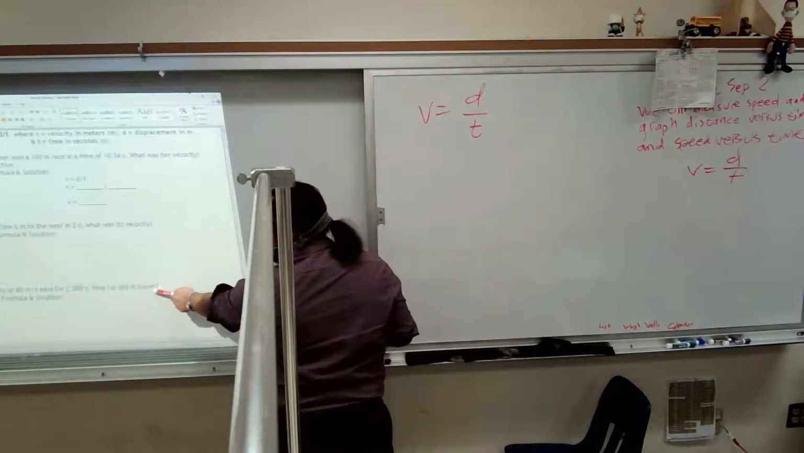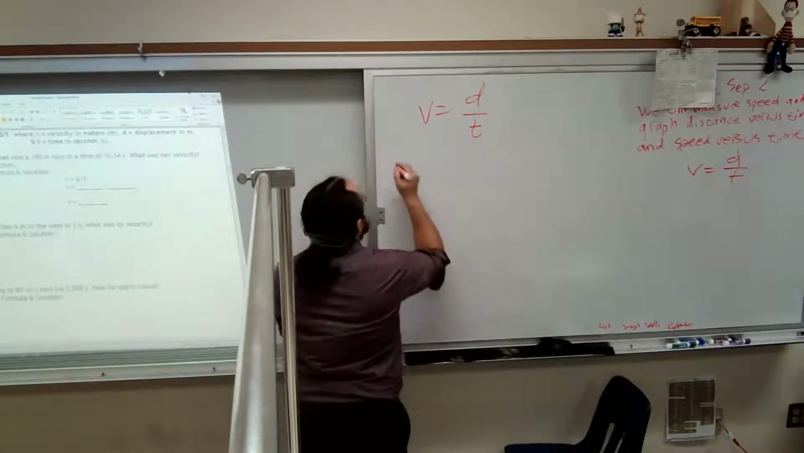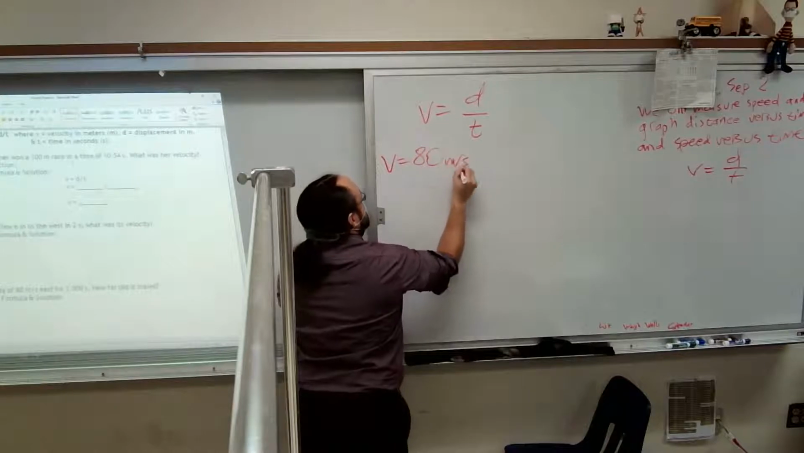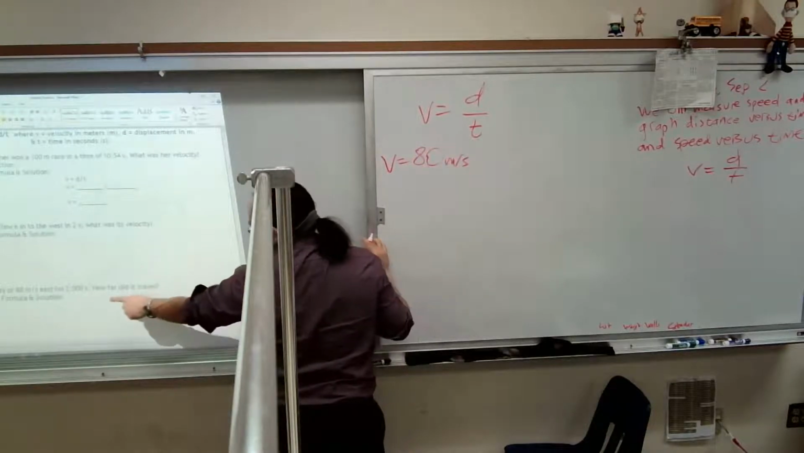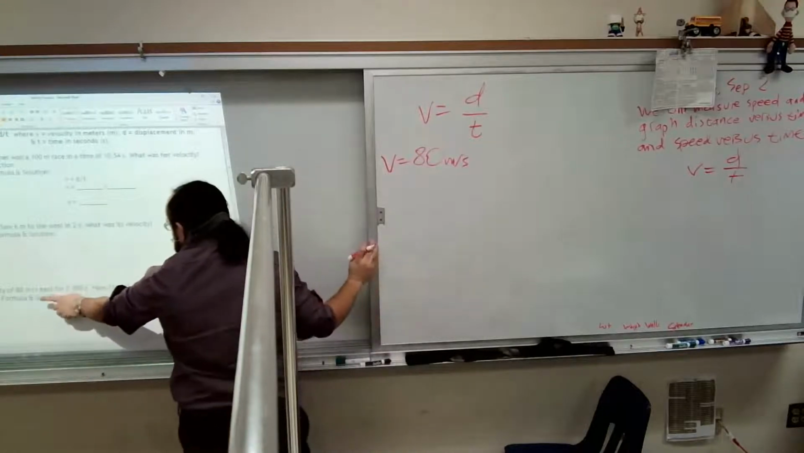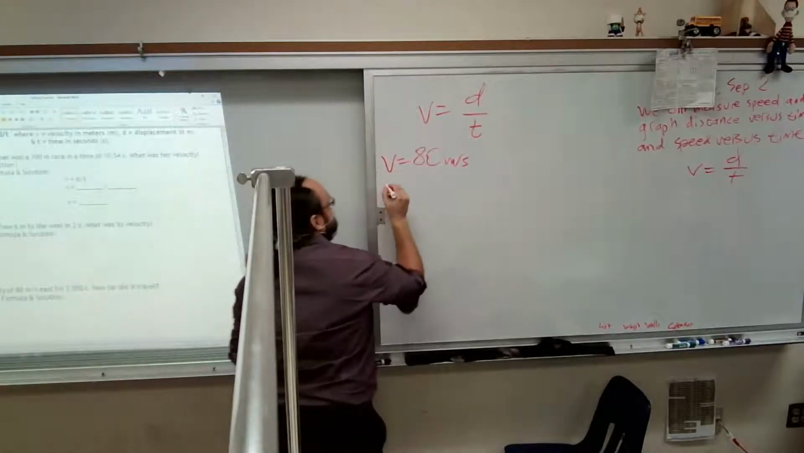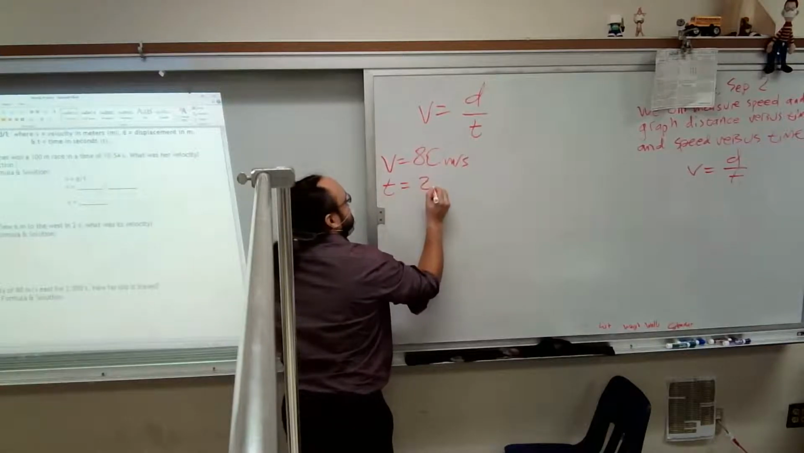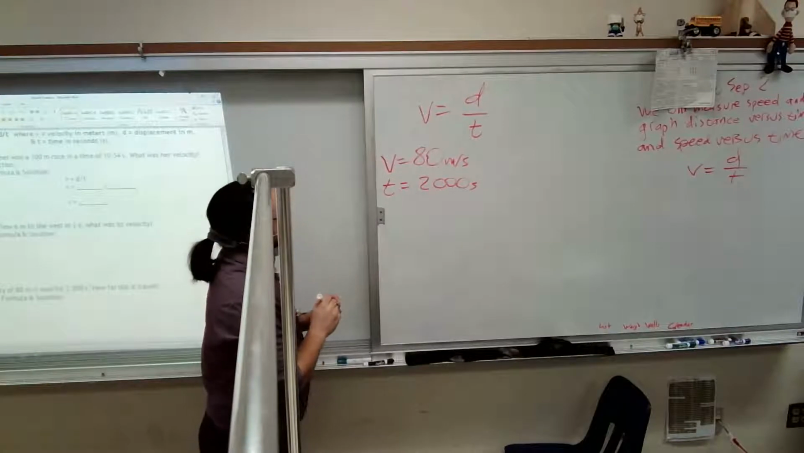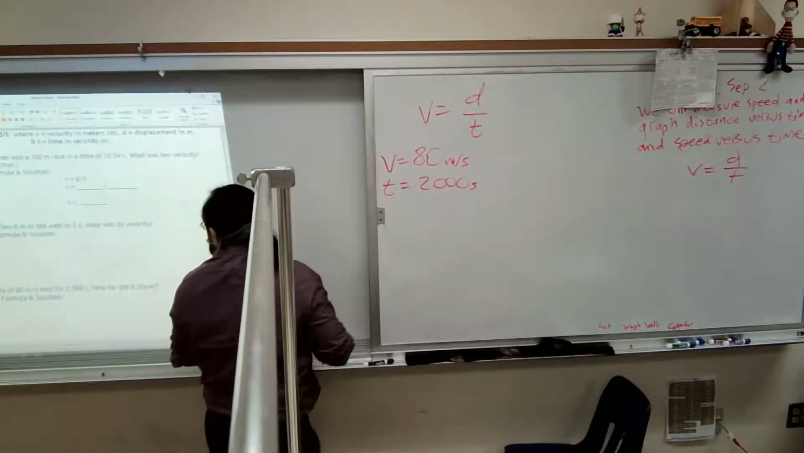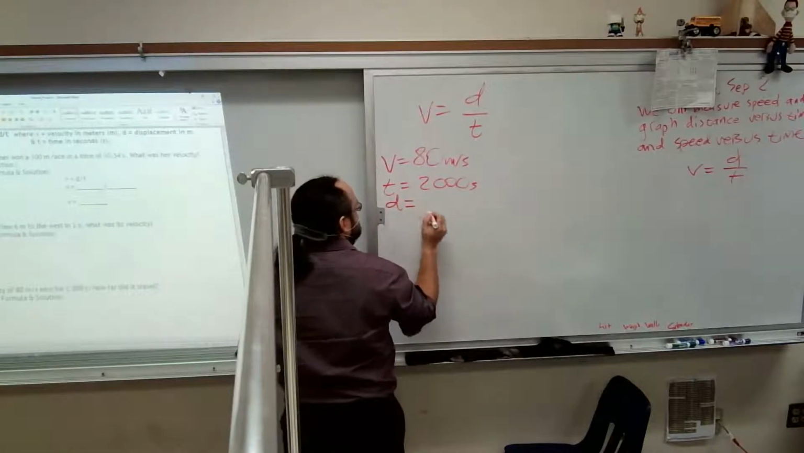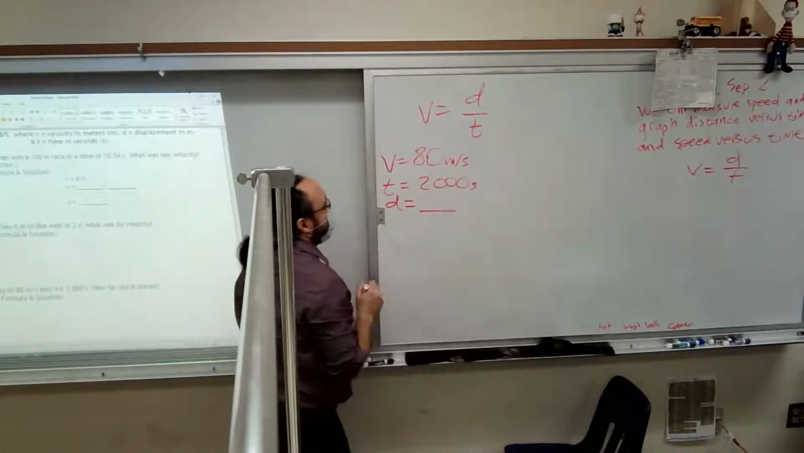So a train travels at a velocity of 80, v equals 80 meters per second. And we're east. It's not velocity if I don't say east, so I did good. East for 2,000 seconds. T equals 2,000 seconds. And how far did it travel? That's for distance. Asking how far, so that's a blank. All right.